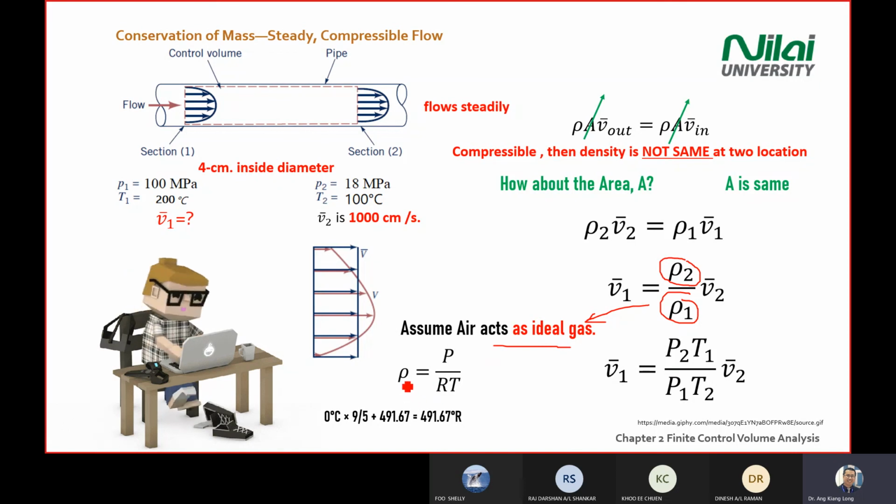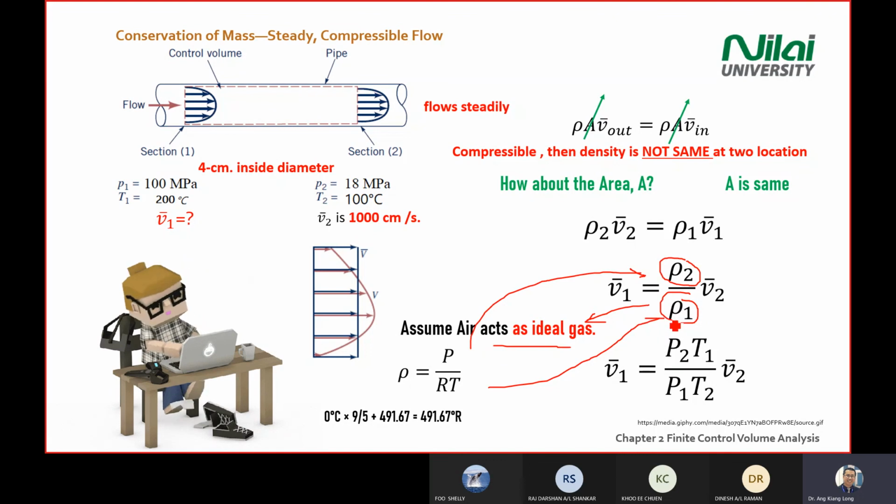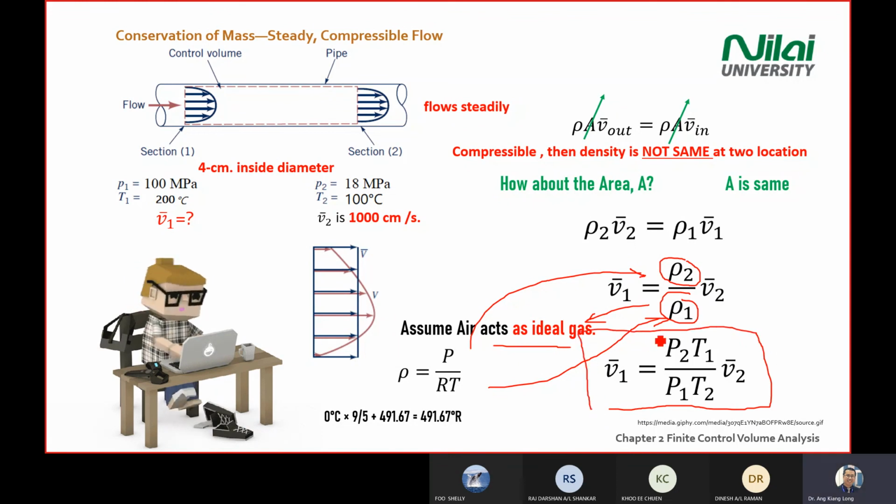So in the ideal gas, there is one equation that links your rho to the pressure and temperature. Okay, the rho and temperature. So although we do not know the R here, when you substitute your rho equation inside here for your rho 1 and rho 2, you rearrange the equation, you arrive at P2 T1 divided by P1 T2 times the V hat 2. Okay, from this step to this step is basically your mathematics skill already.